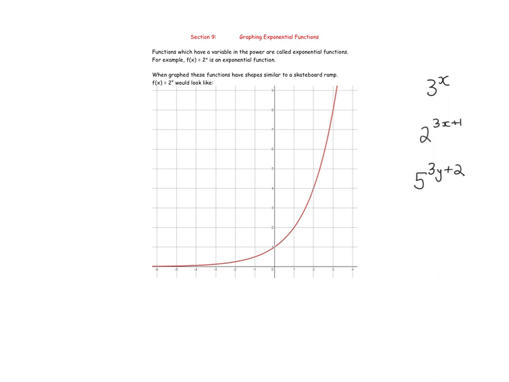When graphed, these functions will have shapes similar to a skateboard ramp. You can see there that I have f of x is equal to 2 to the power of x drawn on the page in front of us. What we need to be able to do is to draw these types of graphs, but it's very similar to how we would have drawn linear, quadratic and cubic functions.